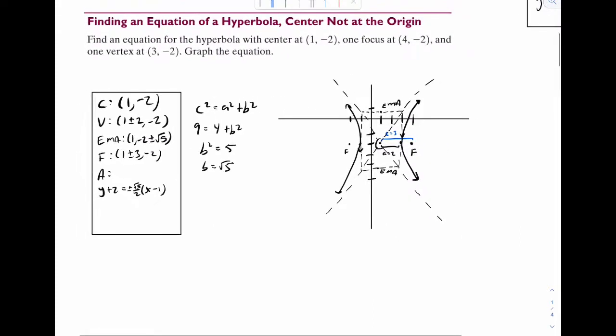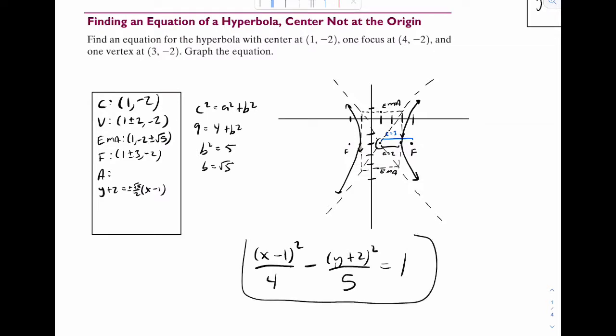And the final touch is the equation. So notice how it's an x squared orientation. So I know it's x minus 1 squared over something minus y plus 2 squared over something equals 1. Remember that these are going to match up with your asymptotes very nicely, so you can verify that here. And now look under the x term for the a value, and that's going to be 2 squared, so that's 4, and b squared is 5. And there's our equation.